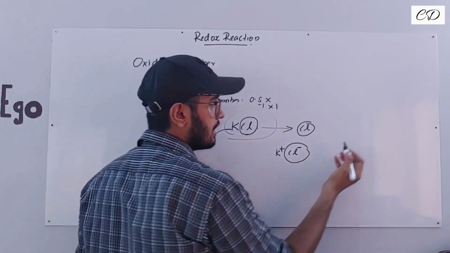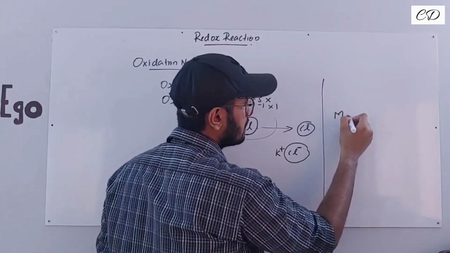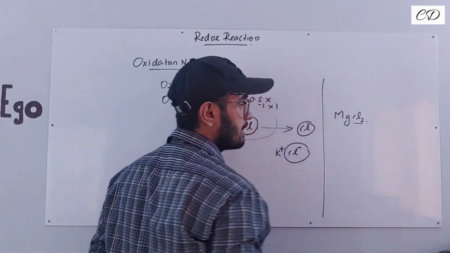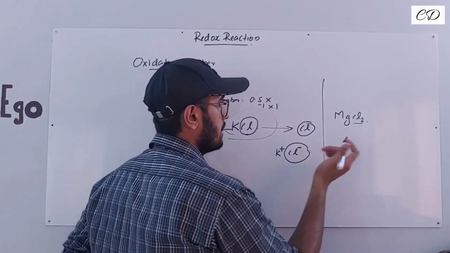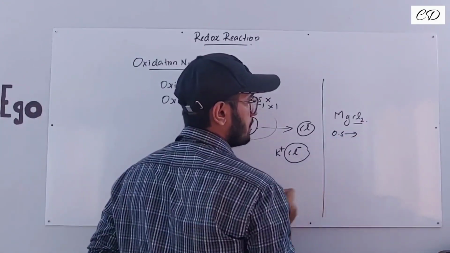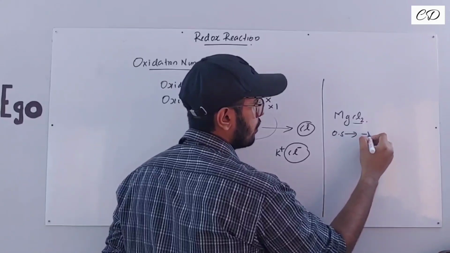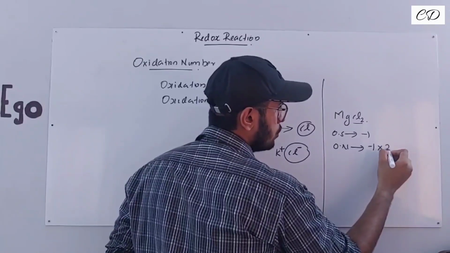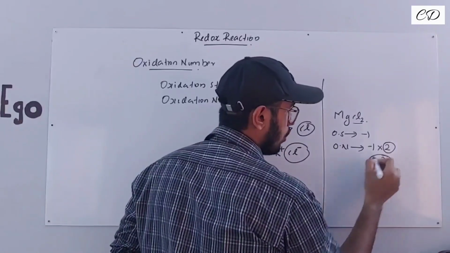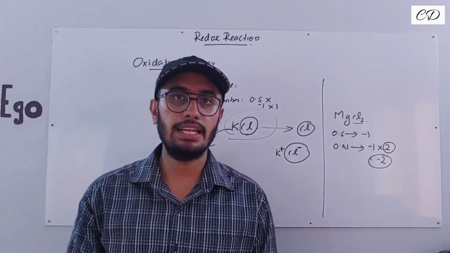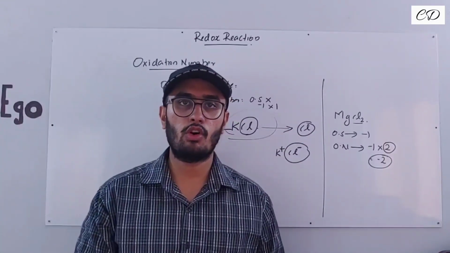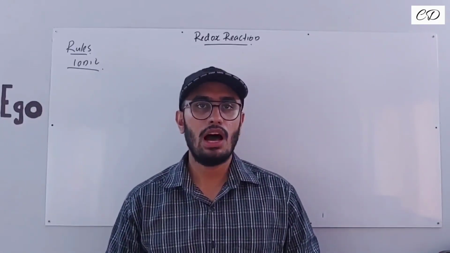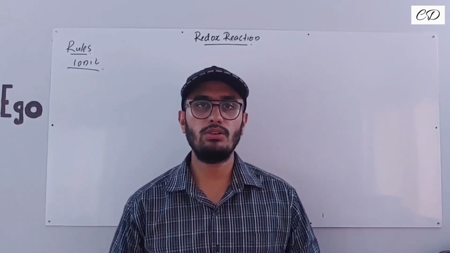If you consider another example, MgCl2, what is the oxidation state and oxidation number of chlorine in MgCl2? That is our question. Oxidation state we can shorten as OS. The oxidation state of chlorine we already know, -1. The oxidation number of chlorine is -1 into 2 chlorine atoms, which is equal to -2, in magnesium chloride. This is the concept of oxidation number and oxidation state. Now we are going to study the rules of oxidation number, how to find it.